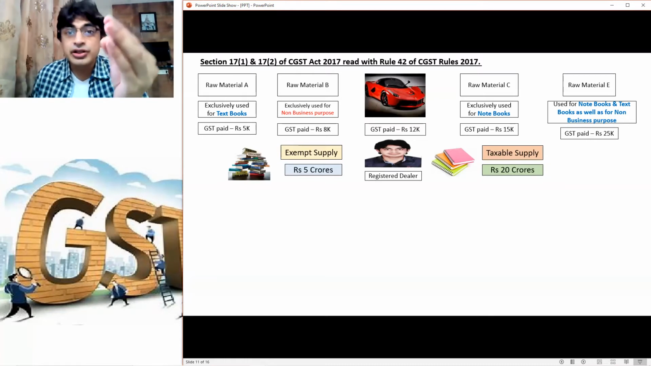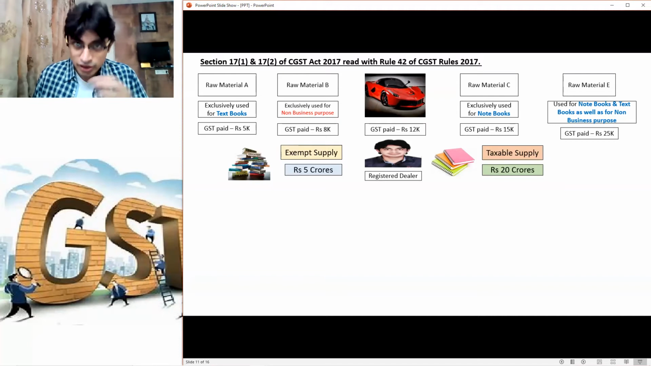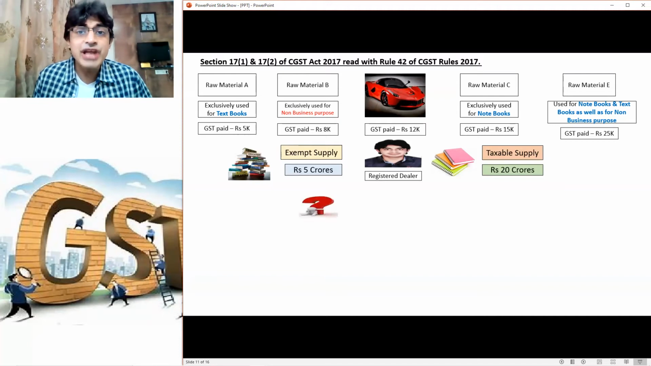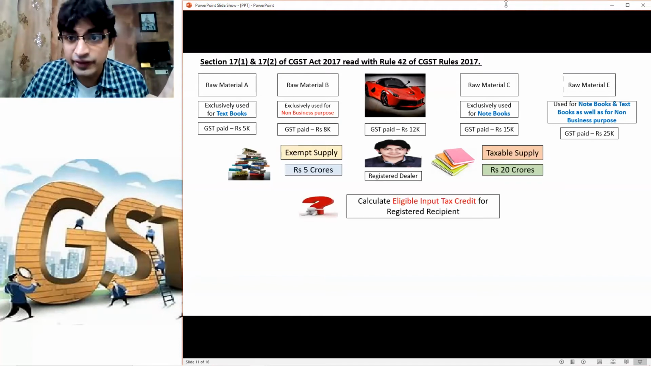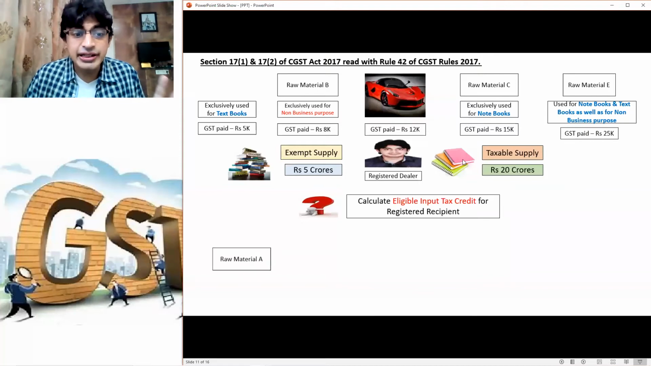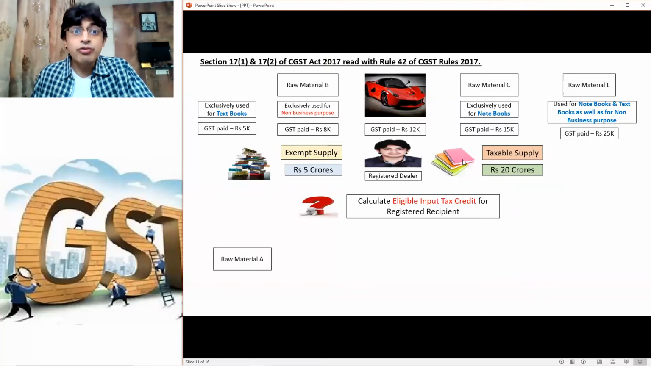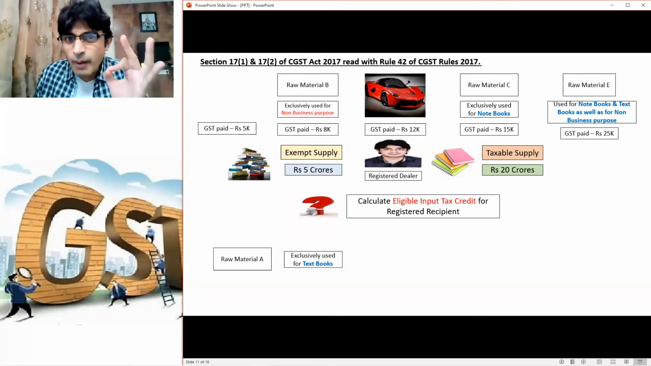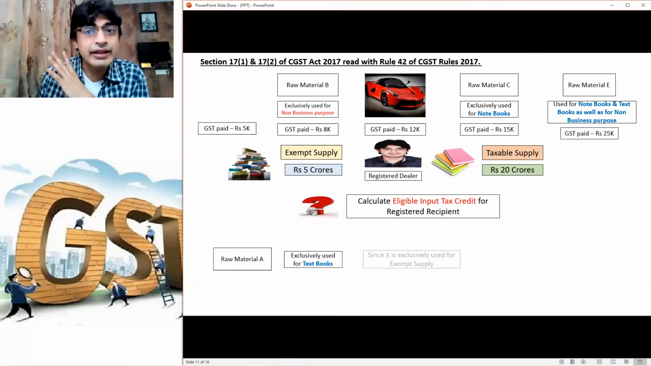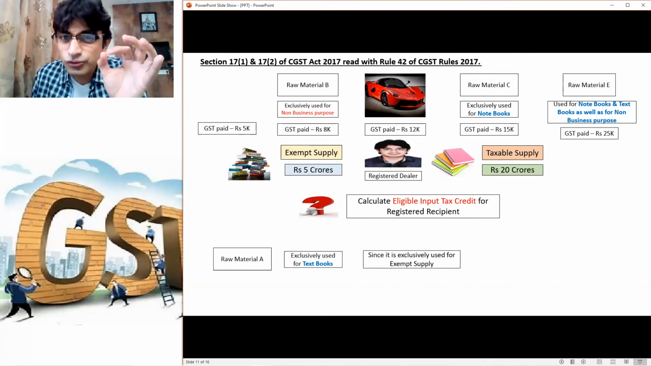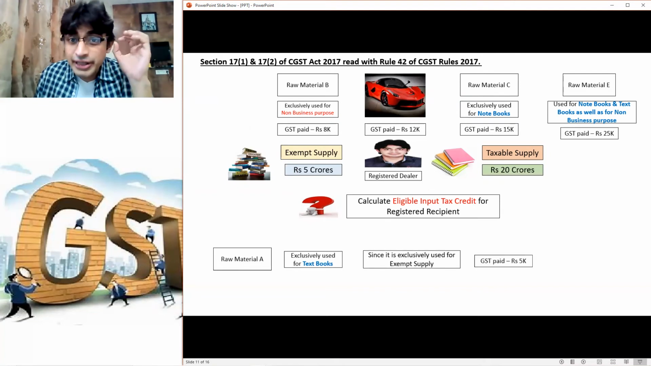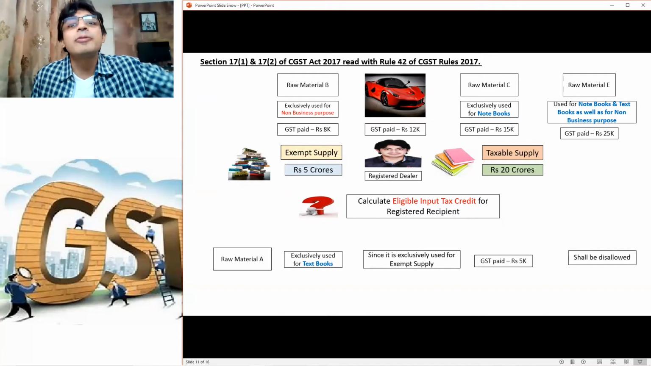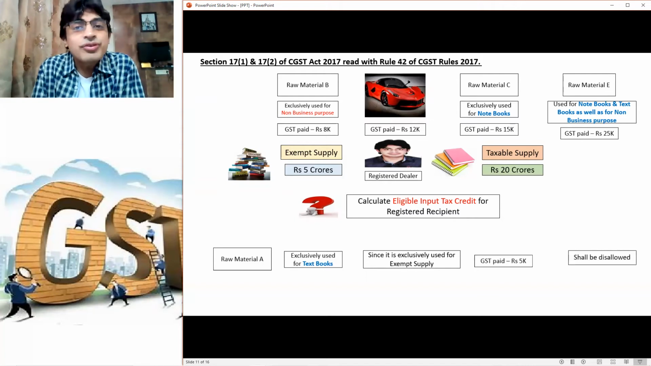Okay, now let us understand how we will work this out. Chalo, see, first, how much ITC can I take in this case? Suppose raw material A, how was it used? Exclusively for textbooks. This raw material A was exclusively used for exempt supply. And since it is used for exempt supply, whatever GST I have paid, I will not be allowed, because this is exclusively for exempt supply.